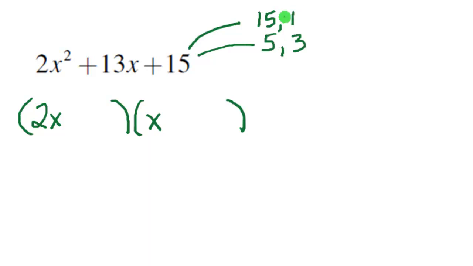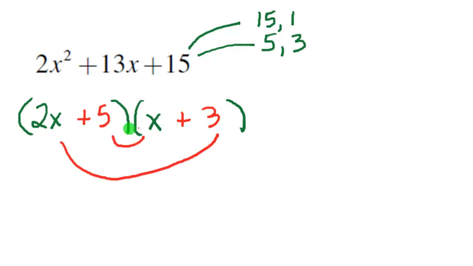Well, 15 and 1 seems a bit big to try to get that 13 out of 15. So let's play with the 5 and the 3. It's going to be real important that we put them in the right order. If we put the plus 5 here and the plus 3 here, let's check our middle terms, inners and outers. That's a 5x, and 2x times 3, which is 6x. That's going to give us 11, so that's not 13.